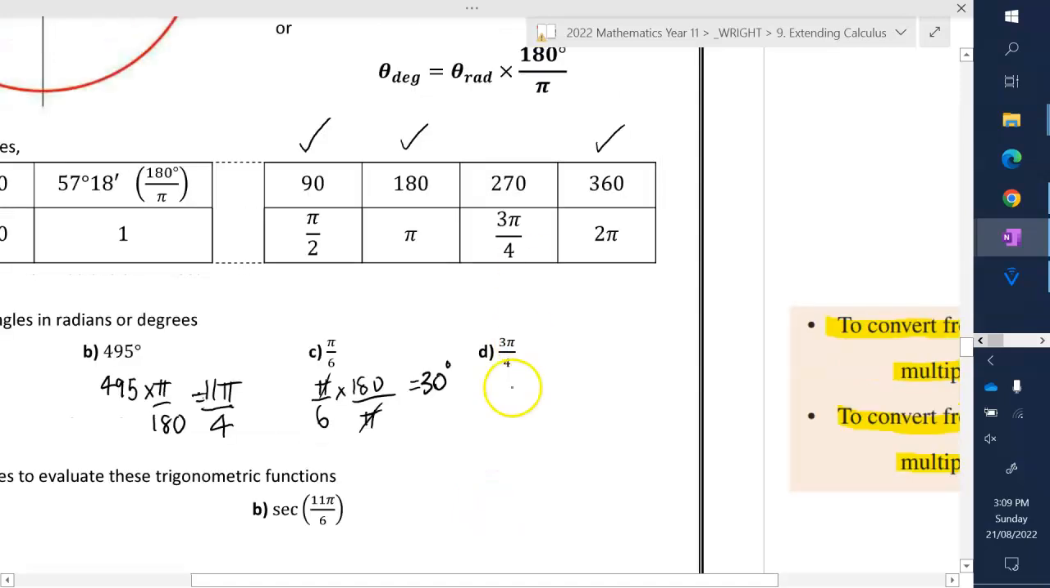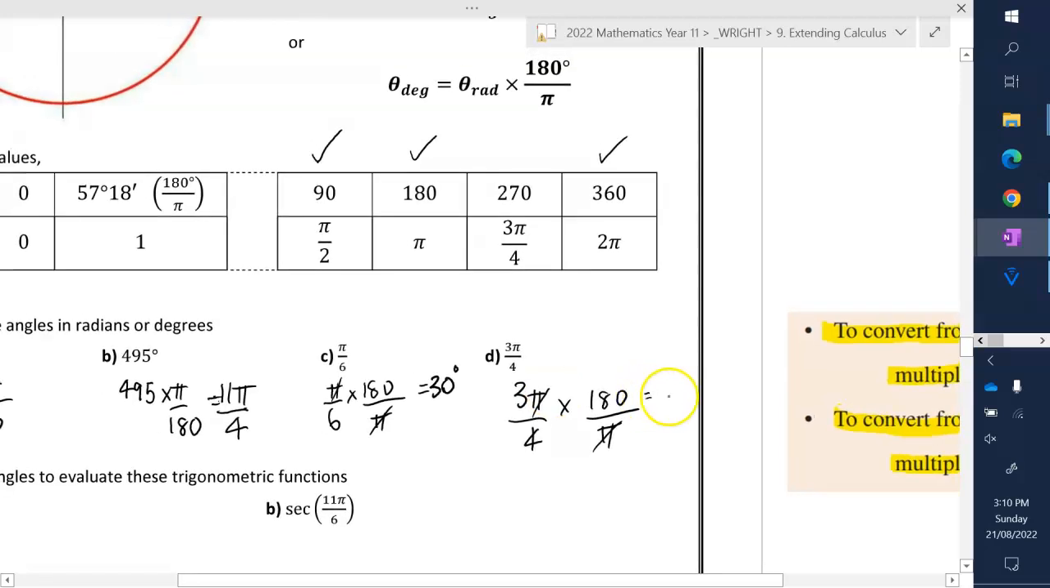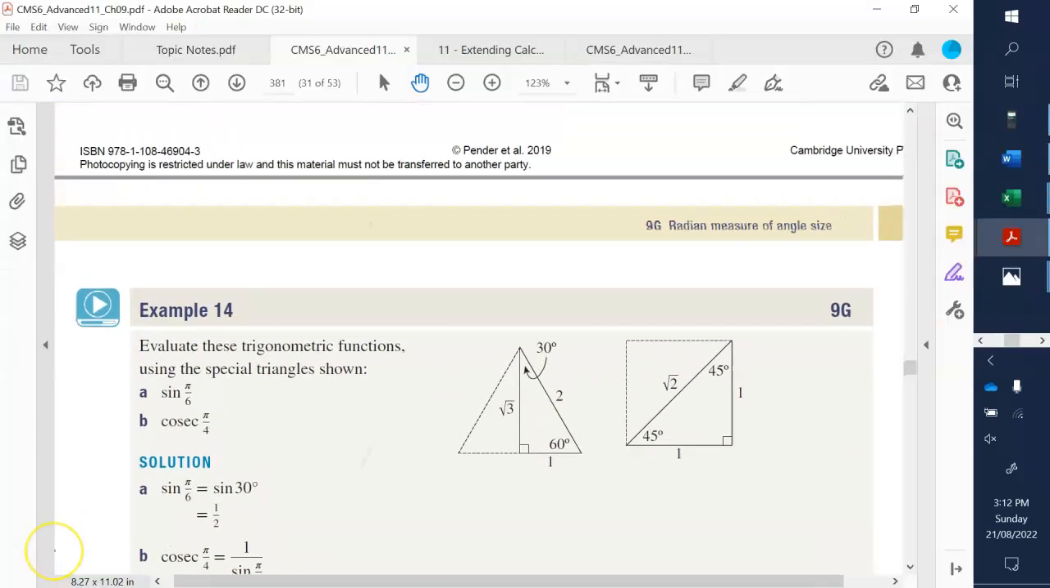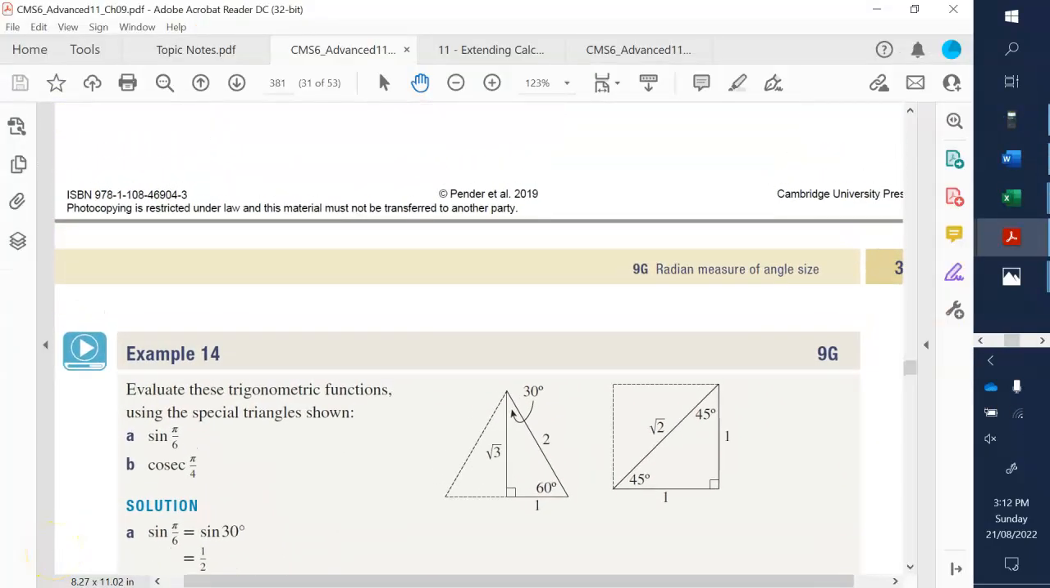So again, let's go to degrees. 3 pi over 4 times 180 over pi. These guys cancel out. Again, you're going to probably need your calculator for this. So 3 times 180, divide that by 4, and we're going to get 135 degrees. So that's fairly straightforward. Okay, so before we do the couple of examples on our formula sheet, I'm going to jump into the textbook and just have a look at a couple of easier ones.